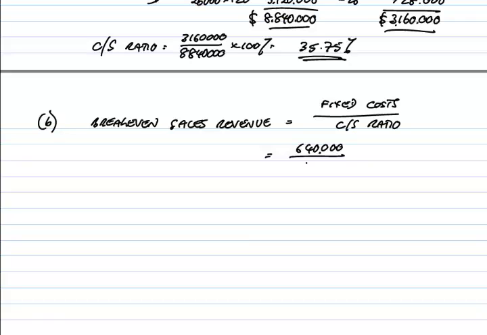The CS ratio 35.75 or 0.3575, which means to break even $17902. It says all workings to decimal places, so I better carry on: 1790209.79.